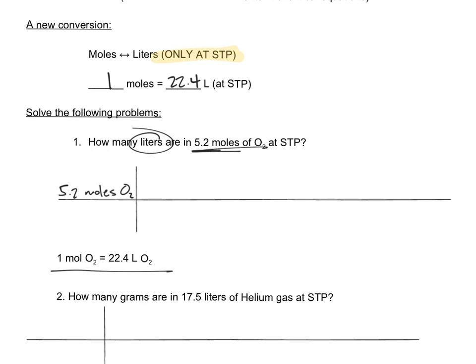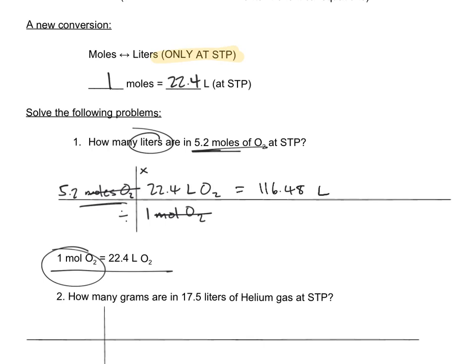Right now we've got moles on top, so the moles part of the conversion has to go on the bottom. 1 mole of O2 equals 22.4 liters of O2. Moles of O2 cancels out, and you've got liters left over. Last thing to do is find a number. You multiply 5.2 times 22.4 divided by 1 to get 116.48, and that is liters of O2.